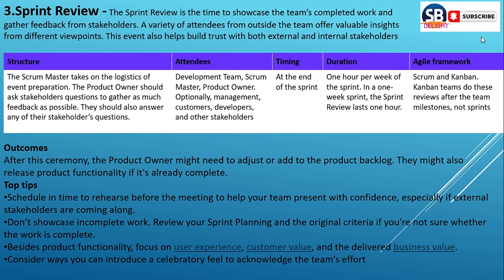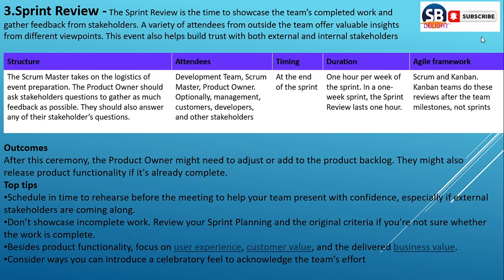The Scrum Master takes on the logistics of event preparation. The Product Owner should ask stakeholders questions to gather as much feedback as possible. They should also answer any of their stakeholders' questions. Like attendees: development team, Scrum Master, Product Owner, optionally management, customers, developers, and other stakeholders.